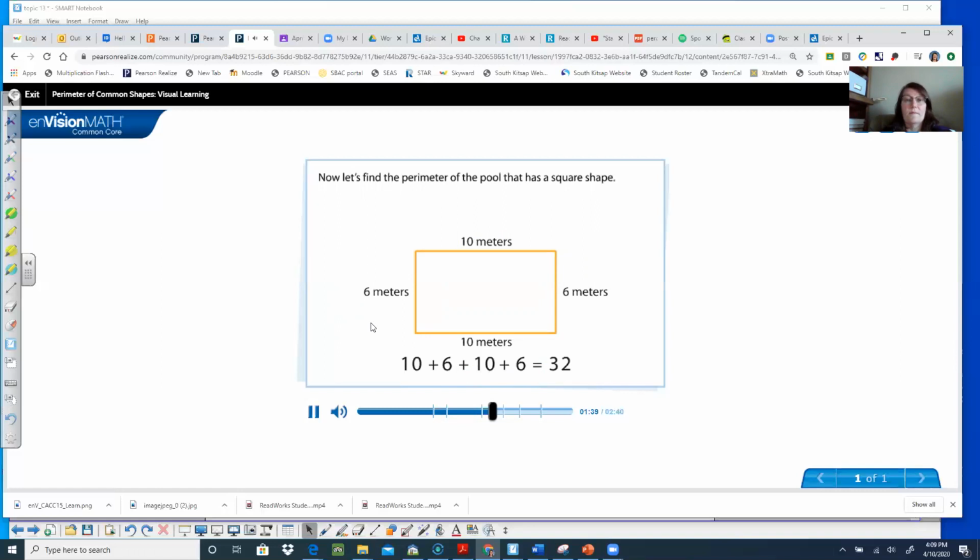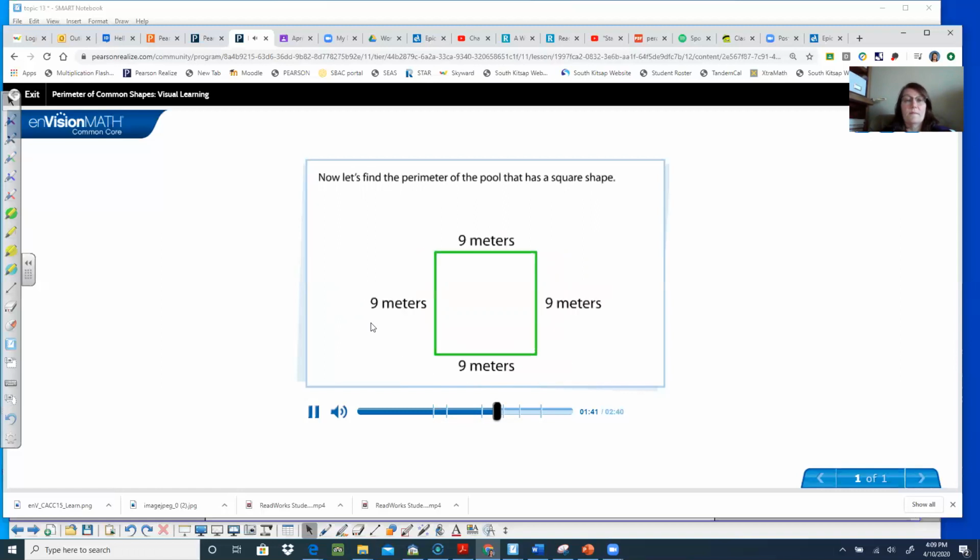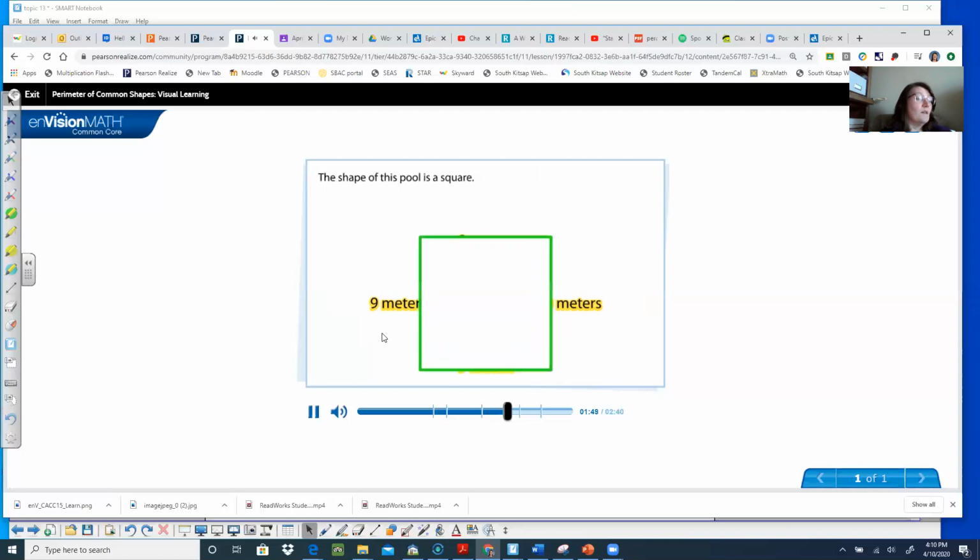Now let's find the perimeter of the pool that has a square shape. Why are the lengths of all the sides of the second pool the same? Okay, hopefully you're remembering. A square is a special quadrilateral. It has to have all sides the same length. The shape of this pool is a square.